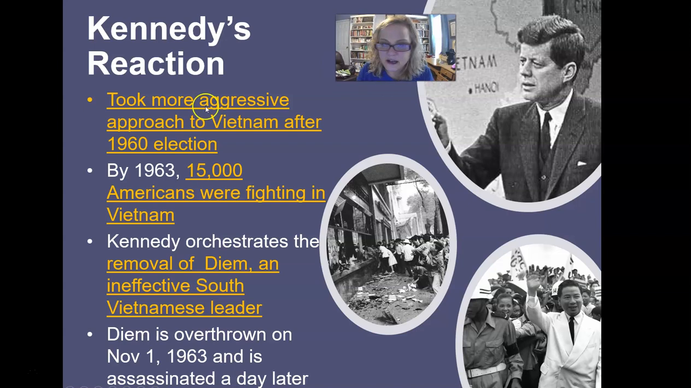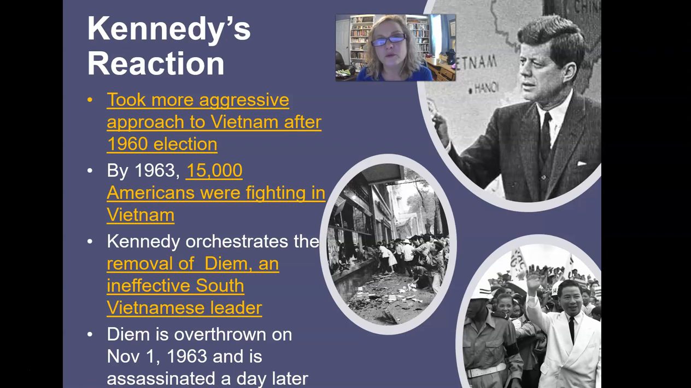So when Kennedy becomes president, he takes a much more aggressive approach to Vietnam than Eisenhower did. When Eisenhower became president, he just gave money to the area, but he never committed troops. But Kennedy actually commits troops. He's the first president to commit troops, 15,000 troops. He also orchestrates the removal of Diem. This was important, he thought, because Diem was running it into the ground, and it was really working against him because the man was so incredibly corrupt.